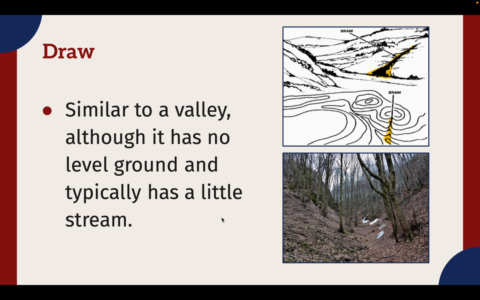Okay, minor terrain features. So a draw, similar to a valley, but not necessarily. It has no level ground and it can have a little stream, doesn't always have to, but it's basically just in between two pieces of elevation on either side. And you can tell that something is a draw on a map when it has arrows going up. So as you can see, the contour lines are all pointing up, and that's how you know it's a draw.